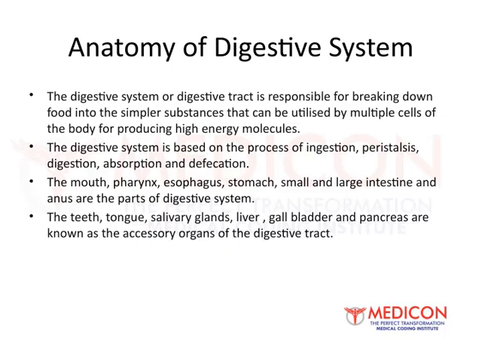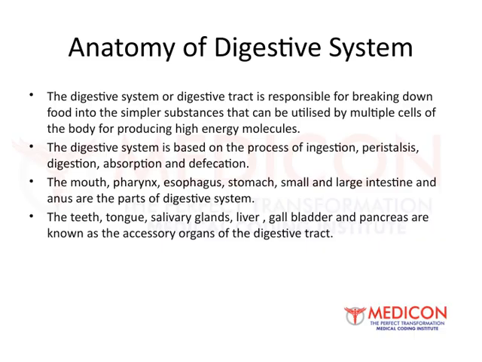Let's take a closer look at the anatomy of the digestive system. The digestive system, also known as the digestive tract, is essentially responsible for breaking down the food we eat into simpler substances. These substances are then used by our cells to produce high-energy molecules that power our bodies. This process involves several key steps: ingestion, which is simply putting food into our mouths; peristalsis, or the wave-like muscle contractions that move food through the digestive tract; digestion itself, where food is broken down into smaller molecules; absorption, when nutrients pass into our bloodstream; and finally, defecation, which is the elimination of waste.